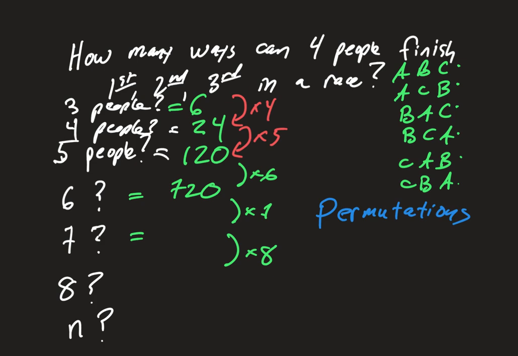As you can see, if we keep going up, 720 times 7 and then times 8, there are 40,320 different ways for 8 people in a race to finish first, second, or third place. Which is a lot. Yep. But those are what are called permutations.